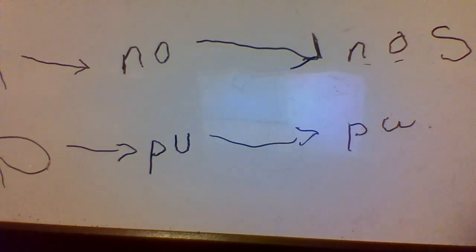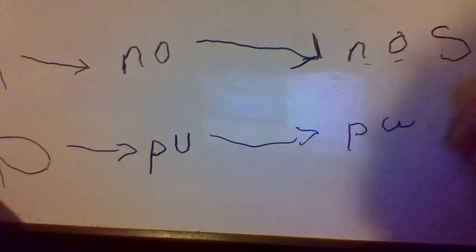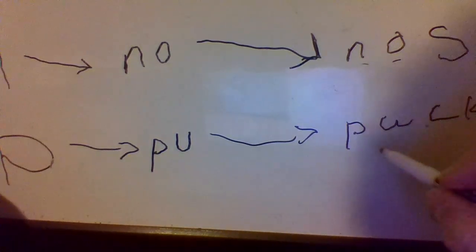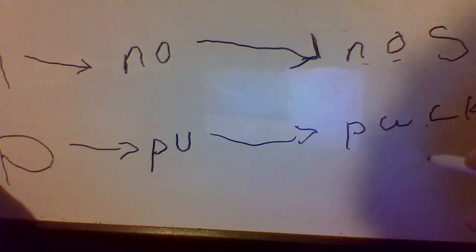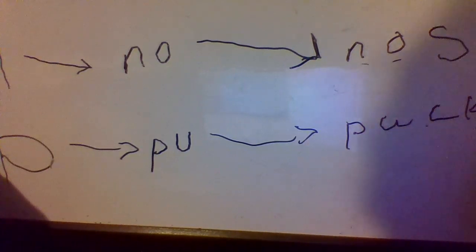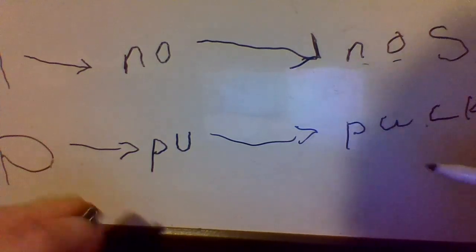Well, before we make a nonsense word, let's add the CK. And as you remember, the CK makes the sound K. So, P-U-K. Like a hockey puck. Puck. And that's for my friend Brian. Shouts out to Brian, because he likes hockey.